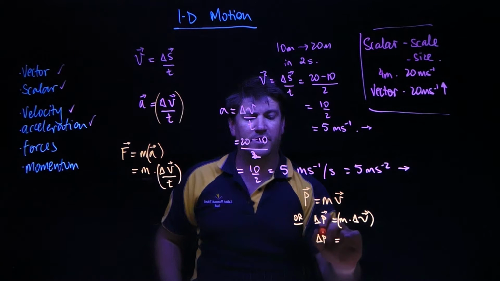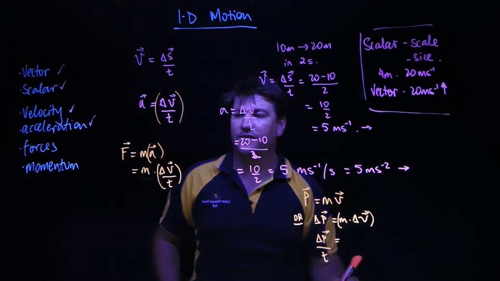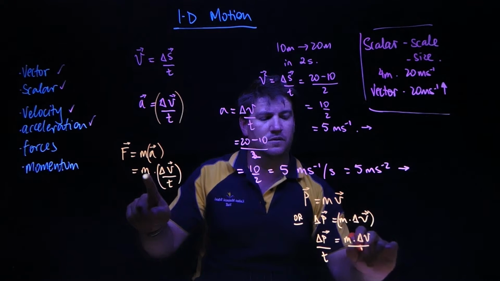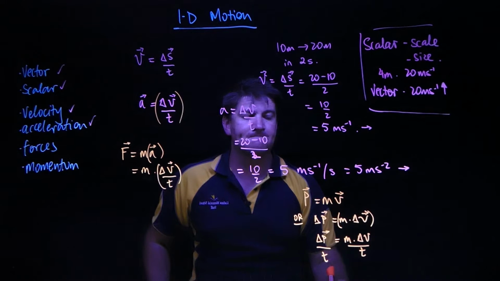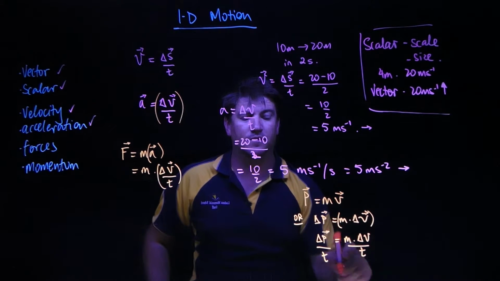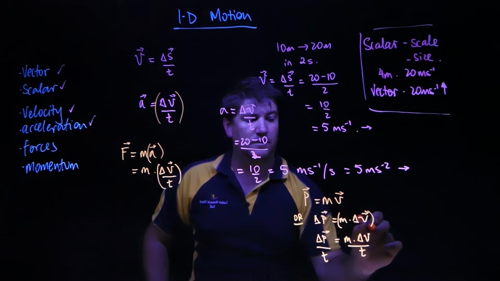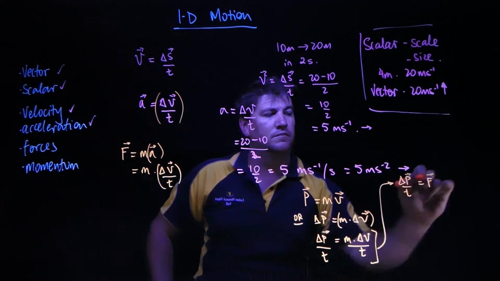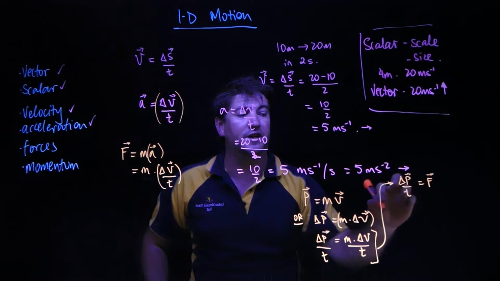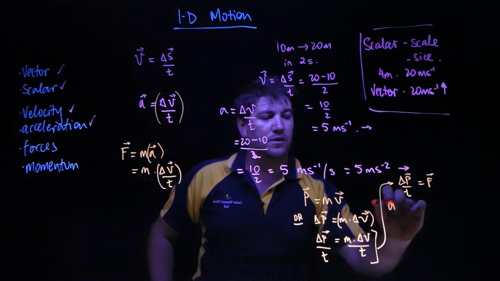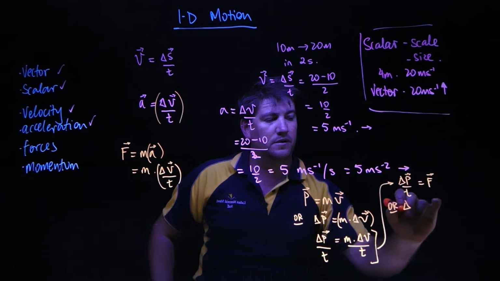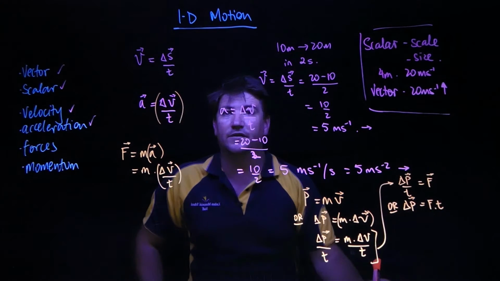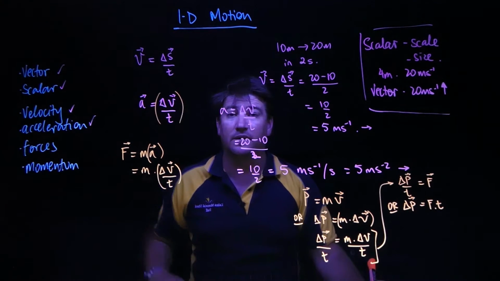What if I divide both sides by time? I'm going to end up with that. This thing over here is force. So now we've got force is equal to a change of momentum over time. Or, we rearrange: force over time is a change of momentum.